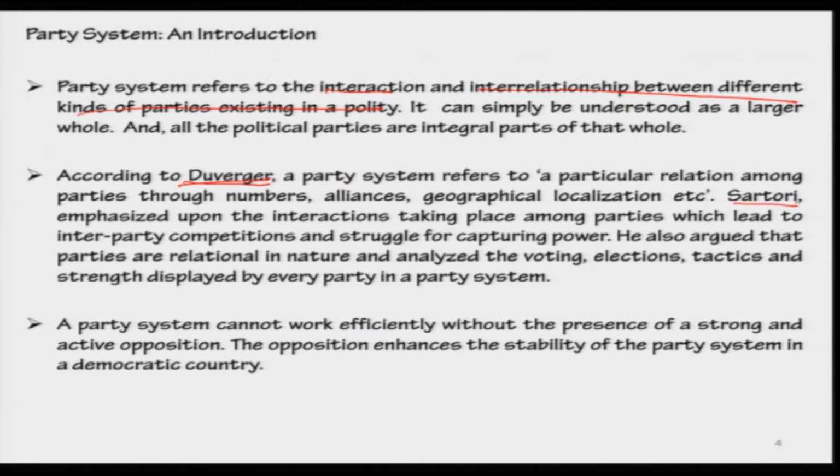Sartori emphasized the interaction part of political parties, and he argued that the interaction taking place among parties leads to inter-party competition and struggle for capturing power. So, for Sartori, to understand the party system, one needs to focus on the interactions taking place between or among different parties, or the inter-party competition and struggle across parties for capturing state power. Different parties will articulate different kinds of demands, or even on the similar issue they will have a different approach, different understanding, and on the basis of that they try to mobilize the masses.